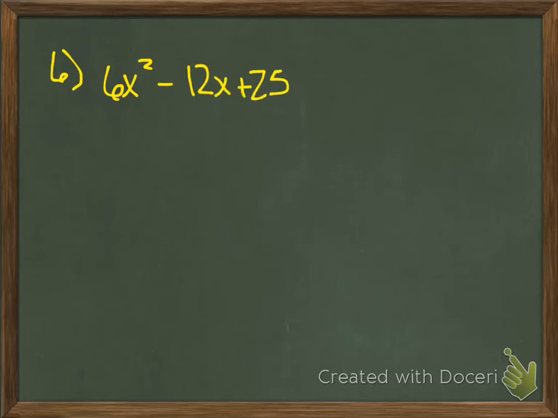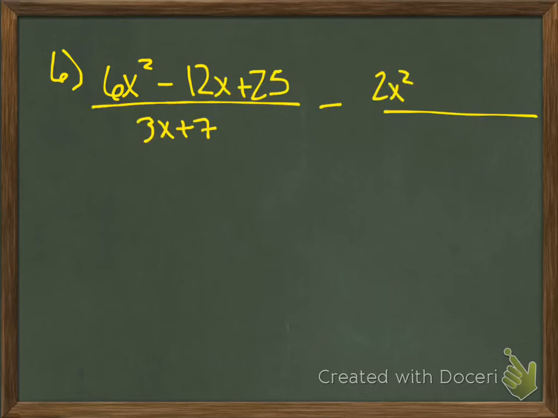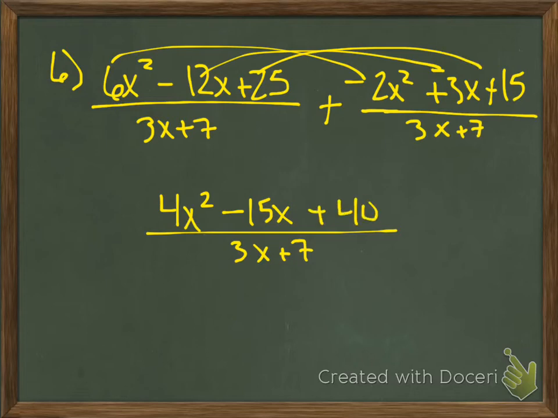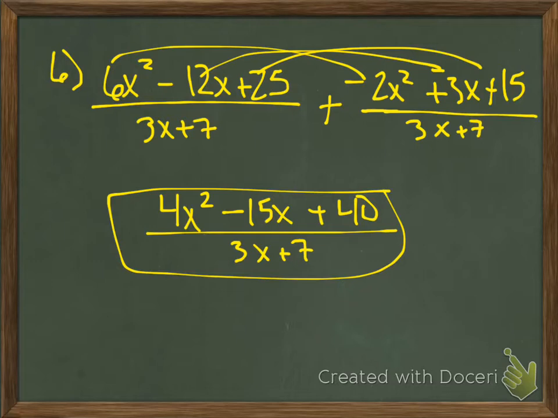Look at number 6, and you've got the same thing, but this time you've got a minus in between. Keep in mind that the minus is going to change the numerator of the second fraction. So everything in the second fraction will change. I'm going to change the minus to a plus. That means the positive 2x will become negative, the 3x will become negative, and the minus 15 will become plus. So when I combine like terms, I'll have 6 minus 2, which is 4, negative 12 minus 3, which is negative 15, and 25 plus 15, which is 40. So the minus there changed the second numerator.